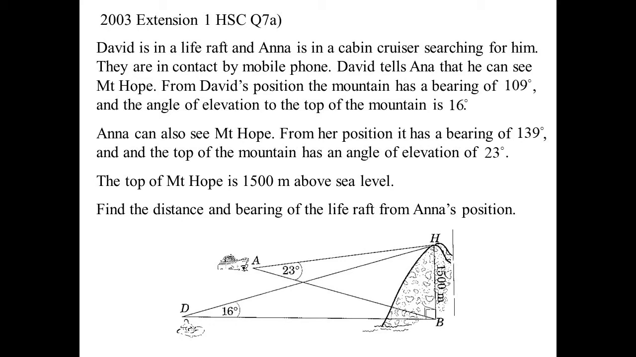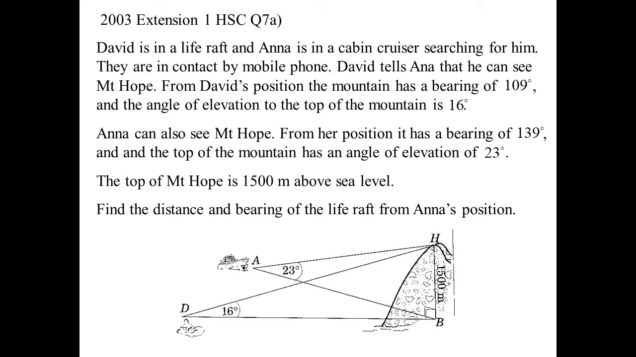Now, he also happened to have with him, in his little life raft, a theodolite. That's one of those things surveyors use to measure angles. And so he goes, oh look, I can see Mount Hope. It's an angle of elevation of 16 degrees. But then he pulls out his compass and goes, oh, and the bearing's 109.